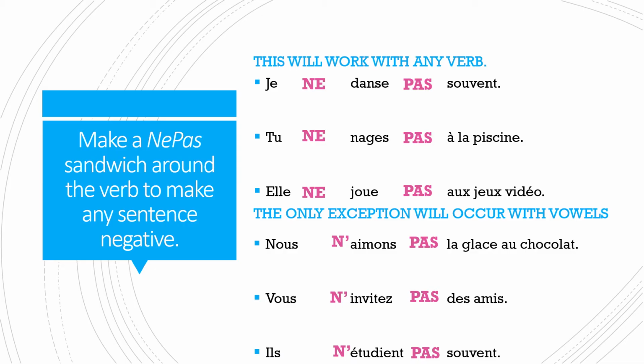So to make any verb negative, you just simply put the ne in front of the verb and you put the pas directly after it, regardless of anything else that's in the sentence. Whether it's souvent, which is an adverb, à la piscine, which is a prepositional phrase, or la glace au chocolat, which is a direct object, none of these matter. When we're making the sentence negative, all you need is ne before the verb and pas behind it. The only thing that goes in our ne pas sandwich is the verb. On y va.